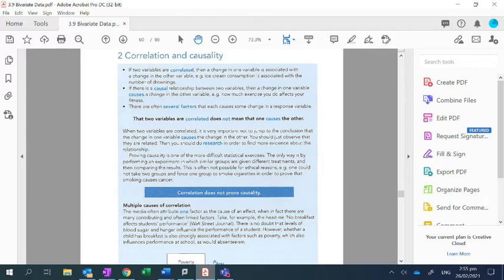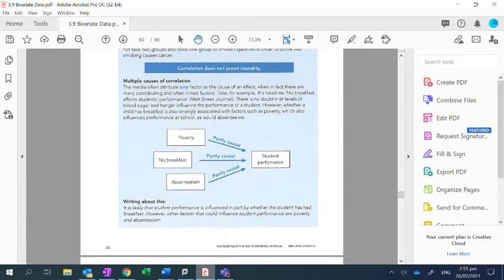So, just because two variables are correlated does not mean one causes the other. Think ice cream and drownings. There are lots of reasons why you can have correlations. Look at this little graphic here. They were looking at student performance, and the Wall Street Journal said that students who don't have breakfast don't do as well on tests. That's true. But guys, do you think that's the only thing? If you don't eat breakfast, that means you're going to do badly on the test? No. Not a lot of people do well and don't do well on a test.